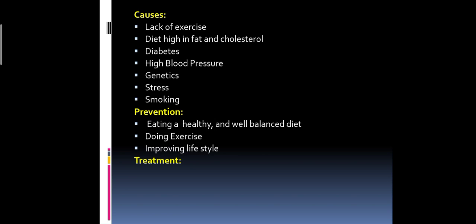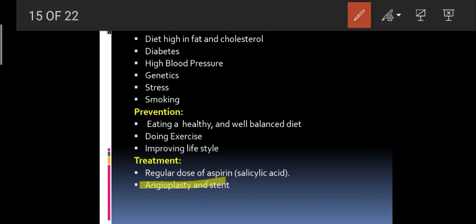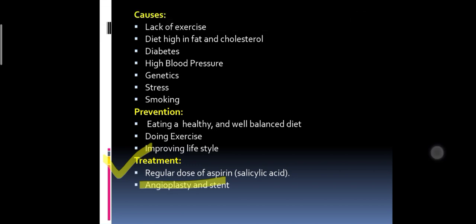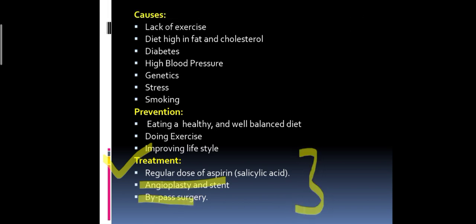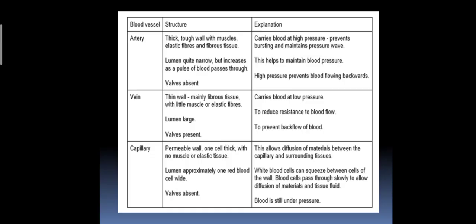What is the treatment of coronary artery diseases? Treatment includes a regular dose of aspirin. Angioplasty and stent is also a treatment of coronary artery diseases, and bypass surgery is also a treatment. So these three are the treatments of coronary artery diseases.